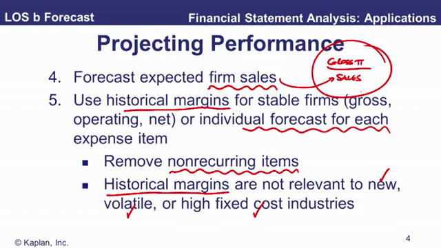Of course, with new industries, we don't know what those ratios are likely to be and their volatility over time. With very volatile industries, again, the margins aren't going to be constant. And then high fixed cost industries. Now, we're talking about fixed versus variable costs here. The definition of a variable cost is anything that varies in line with your sales.